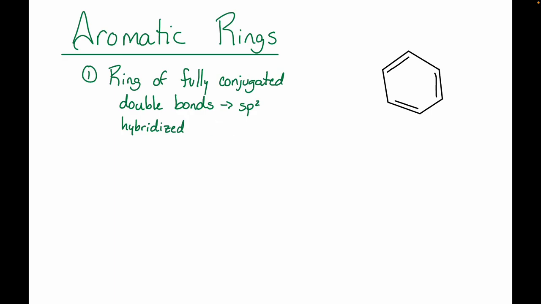When I'm given a structure like this, the first thing I'm going to do is go around my ring and make sure that indeed everything is sp2 hybridized, meaning that it has a double bond associated with it. And if we look, I colored these all in here. All of these carbons are sp2 hybridized, so this is now a fully conjugated ring.